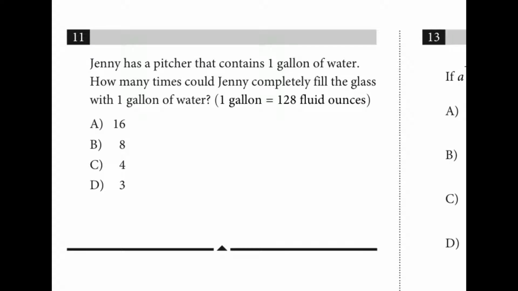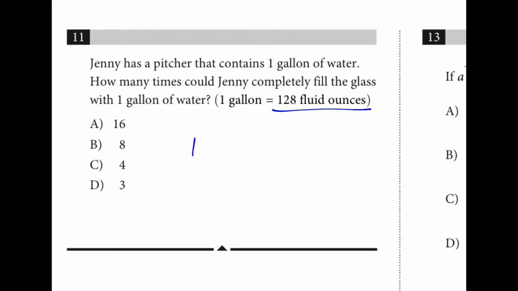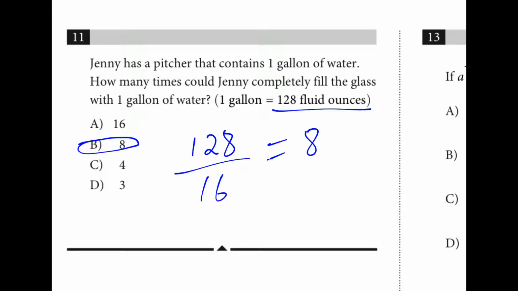So for 11, 128 fluid ounces, and the maximum volume is 16 fluid ounces. So 128 divided by 16, this gives us 8. B.